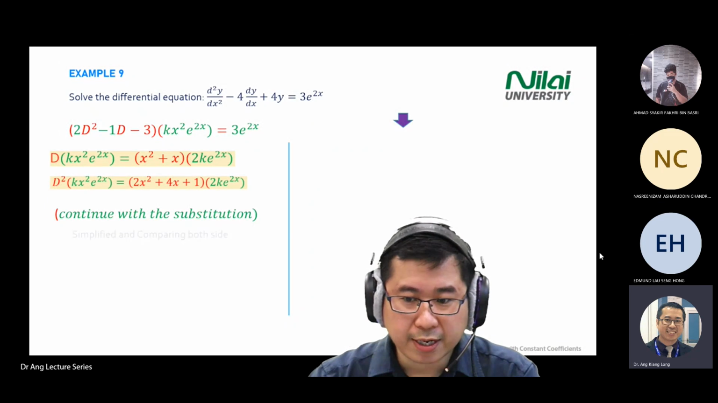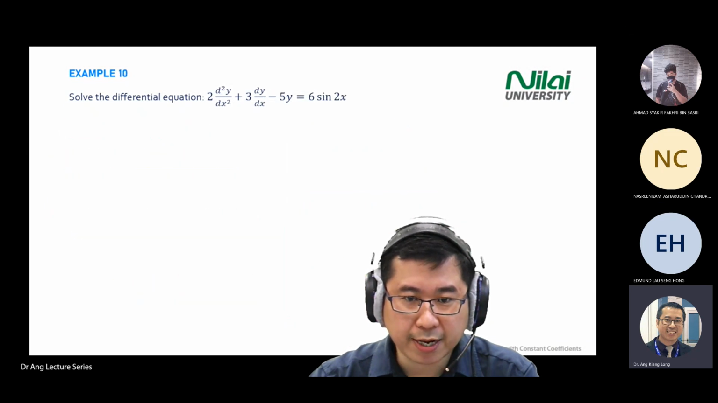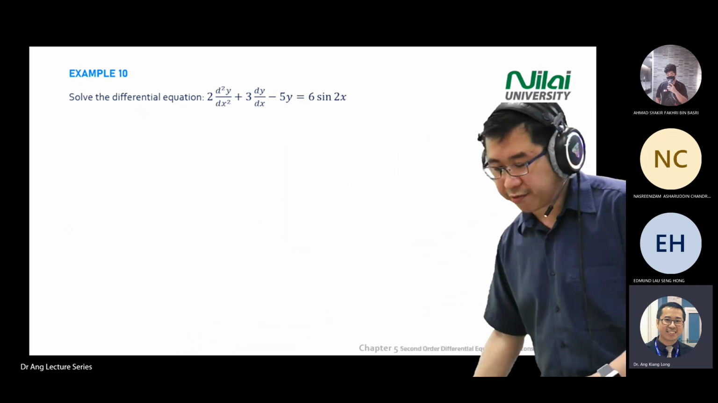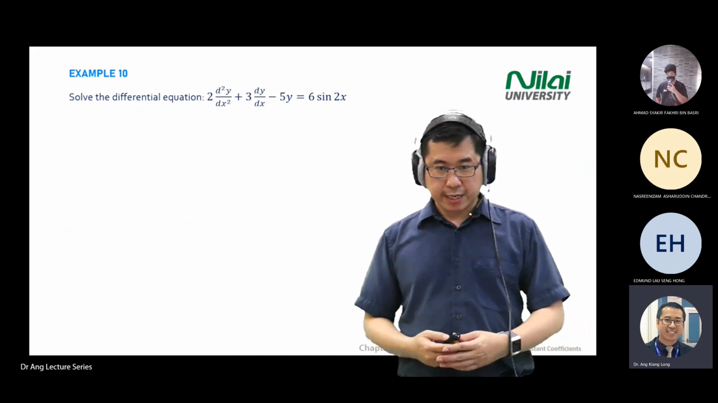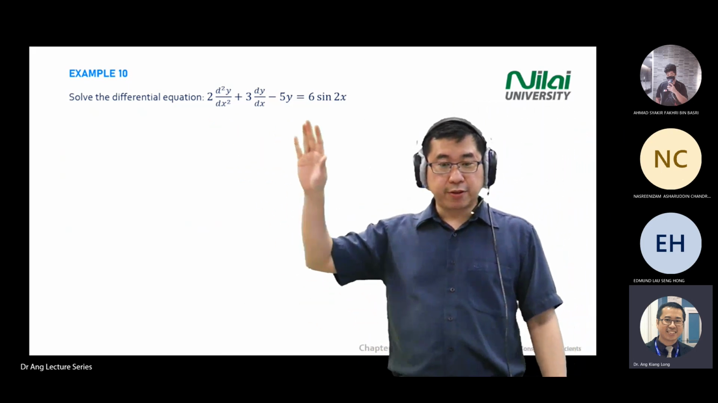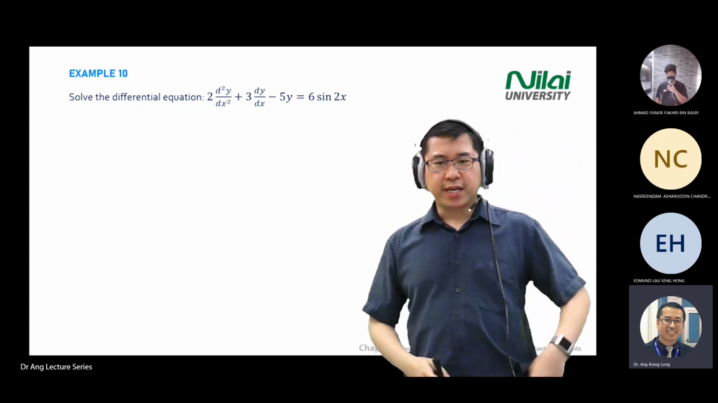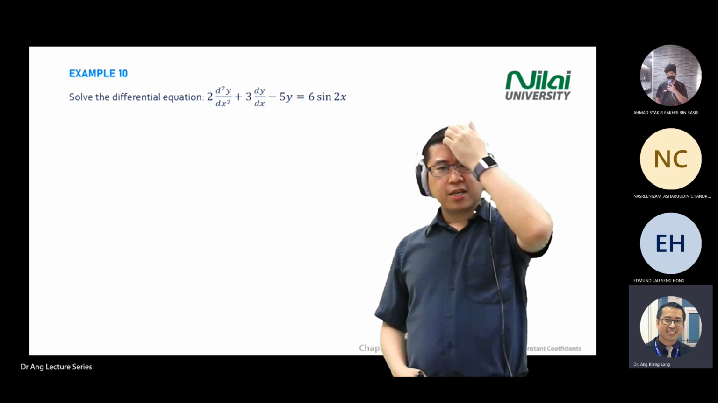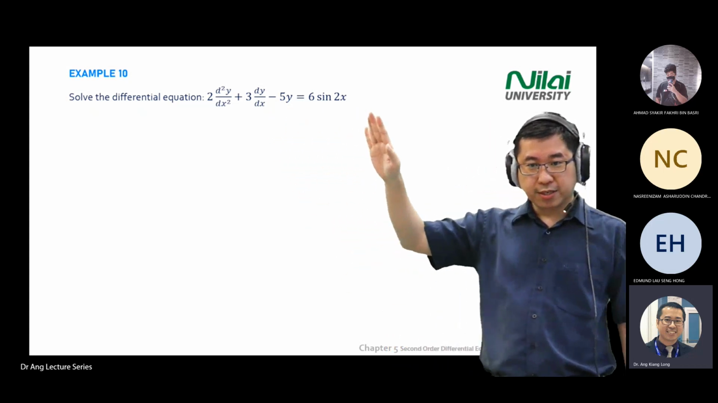Okay, we have done example 9 previously. So we look at example 10. We're still solving the second-order differential equation. Basically, you look at a differential equation. Remember, you have two big families: one is homogeneous, one is non-homogeneous. So you look at a question.